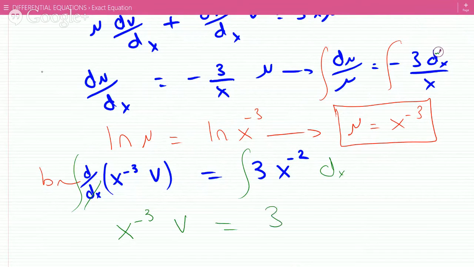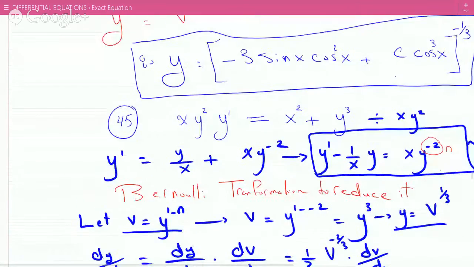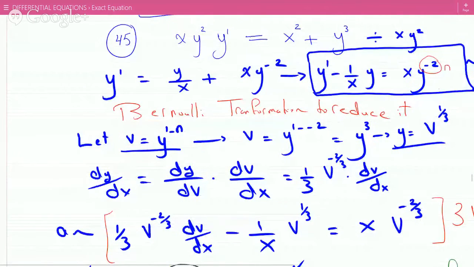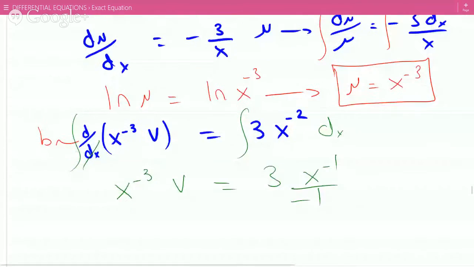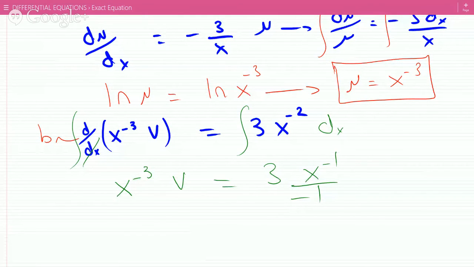You have a question? Oh, on this one, did you get the right answer on the other one? Yeah, it's fine. That answer is correct. On this one, what you have to do is divide first to isolate the y prime. So divide the whole equation by xy squared, so you can put it in the standard form.